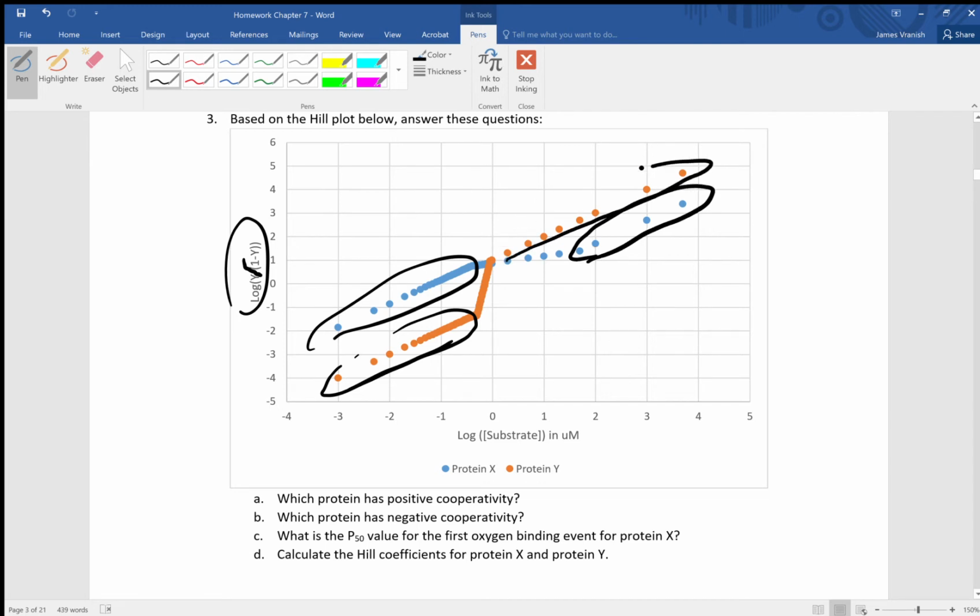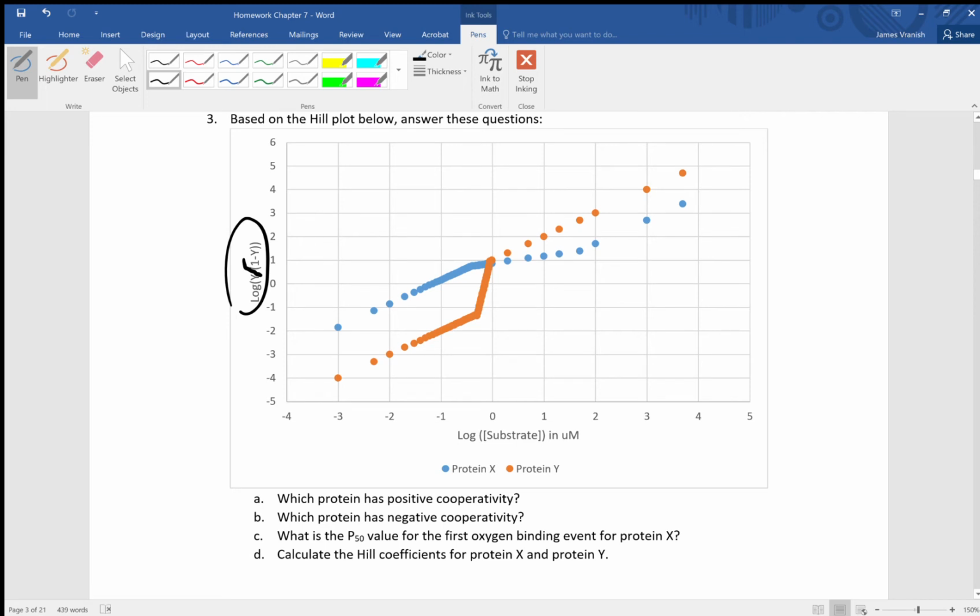The slope gives you the Hill coefficient. As I said, the first and last binding events can't be cooperative, so the slope will be 1 in those regions. Now, in the intermediate regions, the orange part is really obvious, it's right here. The blue part is a little less so, but it's kind of right through here where the slope is different. In those regions, the slope again gives the Hill coefficient. Now, the question is, what is the slope there?